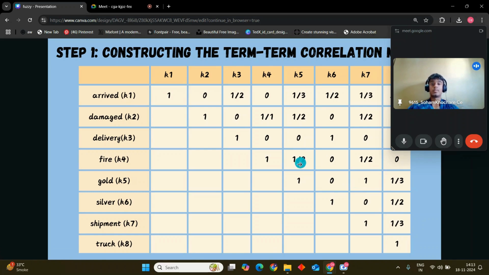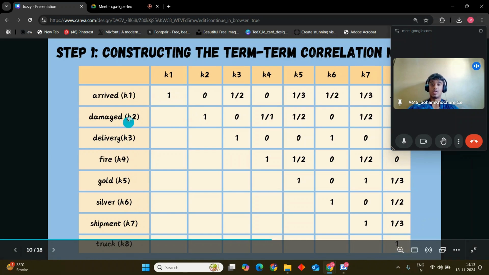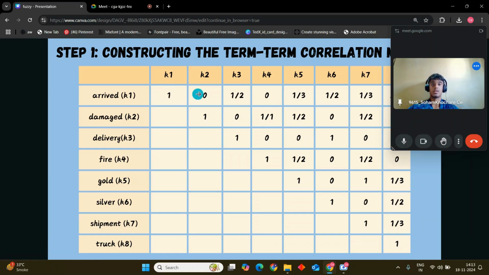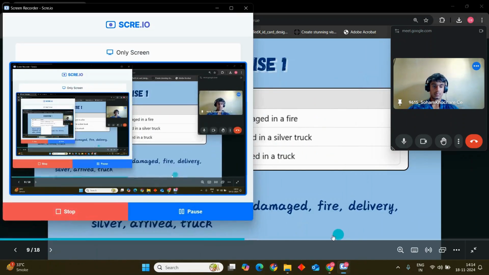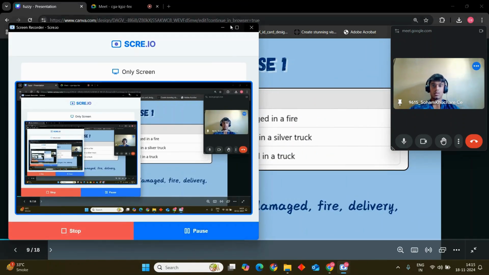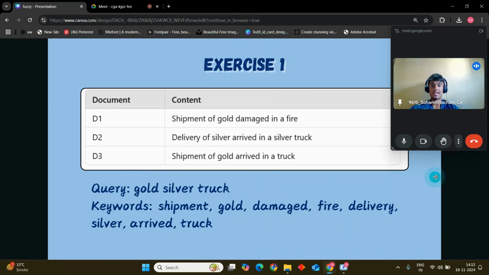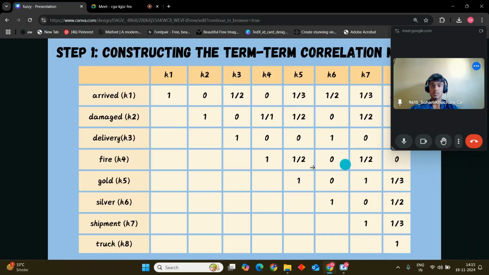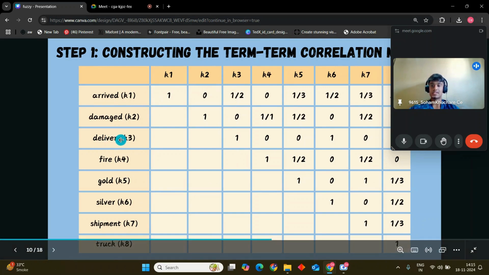Then we build a term correlation matrix. So we map all the elements in a matrix format. Okay, so now moving on with the examples, let's take arrived K1 and K3. So K3 is delivery and K1 is arrived.